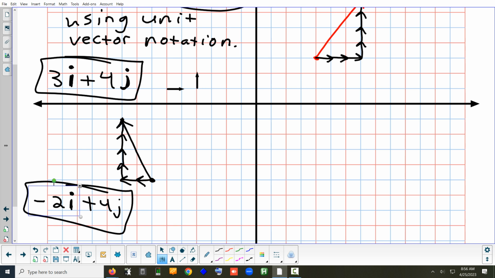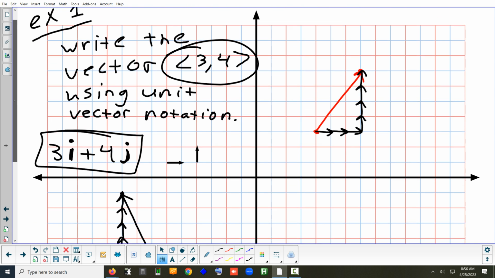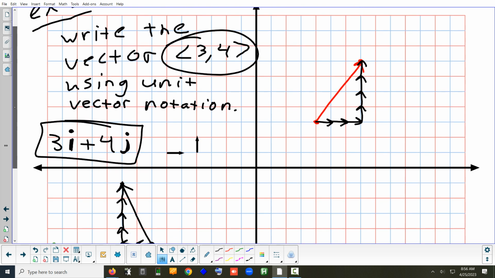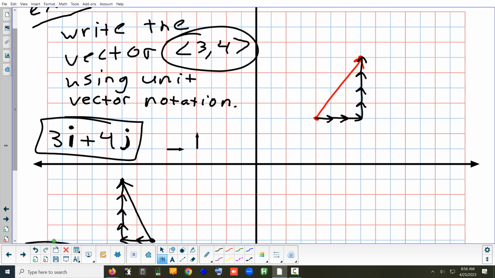By making I positive or negative, you can go left and right. And by making J positive and negative, you can go up and down. So you can move in any direction you want. And you can use half of an I or a quarter of an I, if you want to go in between 2 grid lines. That's basically all there is to writing a vector with ij notation. It's pretty similar to the notation we had yesterday, except you take out the brackets, take out the comma, and put an I and a J next to the 3 and the 4. That's pretty much it.